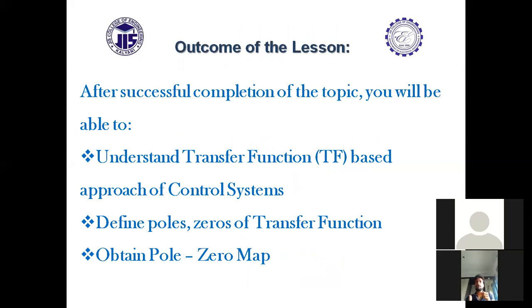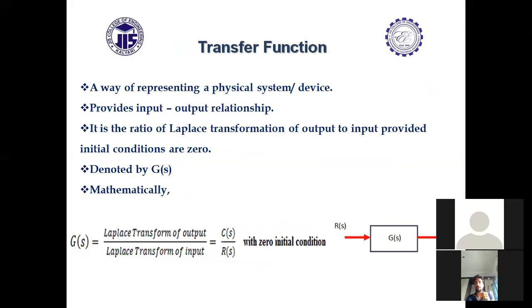After successful completion of this topic, you will be able to understand the transfer function based control system approach. You'll be able to define different poles and zeros of a transfer function. You'll be able to obtain the pole zero map of a particular transfer function. So first, let us start with what is a transfer function.